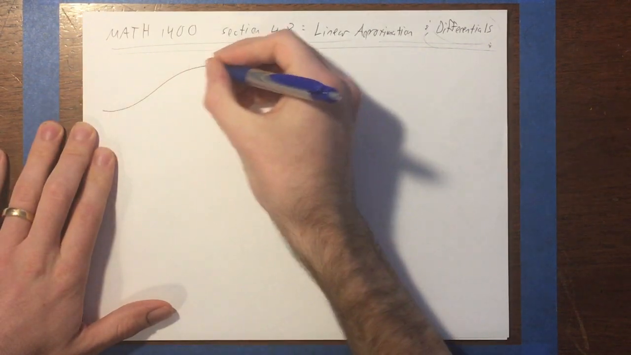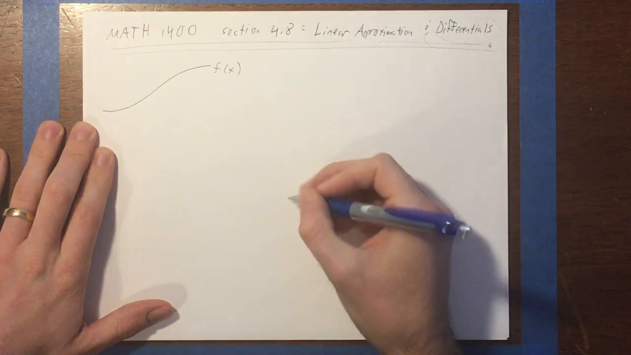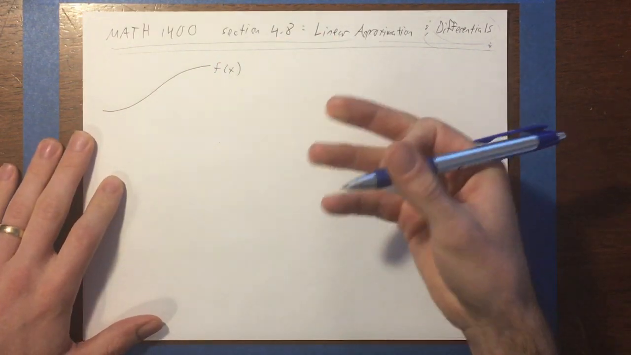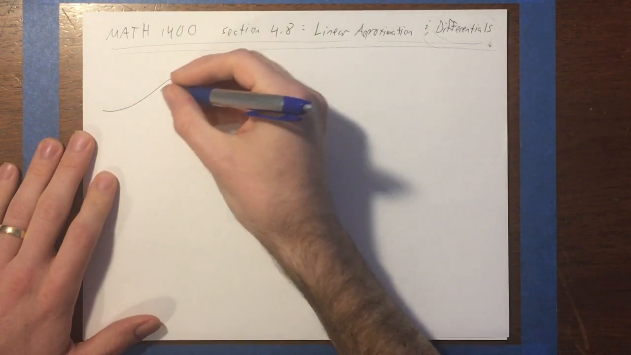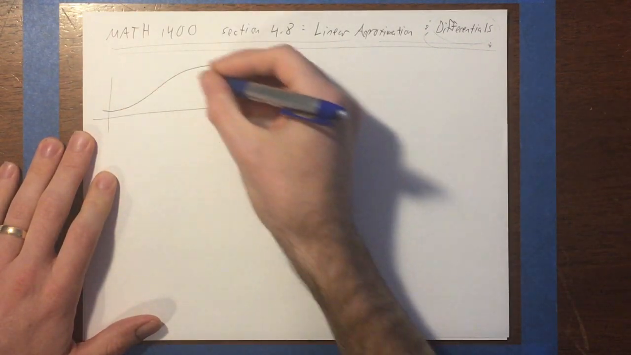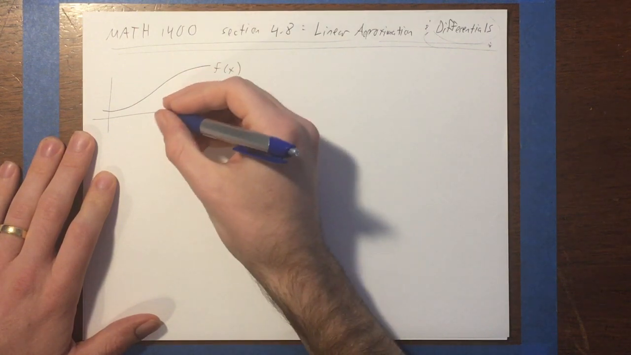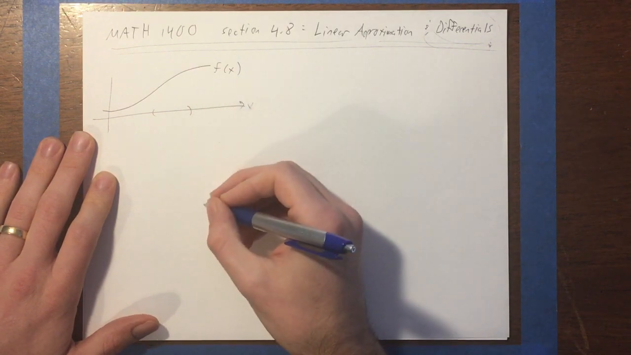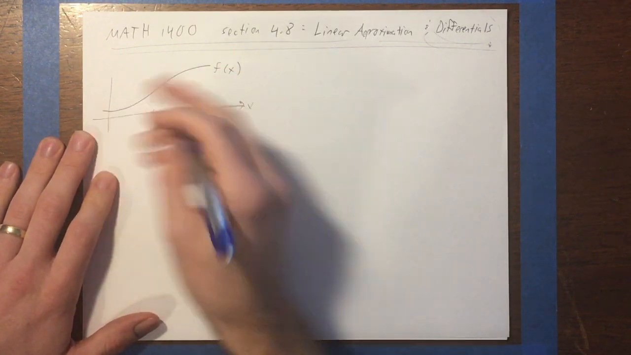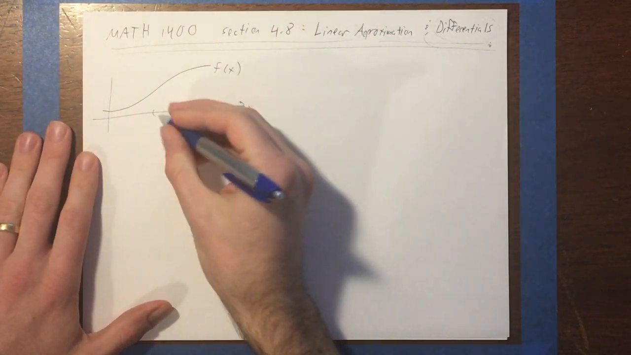If you've got a function, here's a function, say this is f of x. If you're applying this function, you're doing some application, perhaps you only care about x values in a particular range. So let's say you really only care about x values in this range right here. Everything outside of this range, you don't care about. It's not relevant to your application. You just care about this.